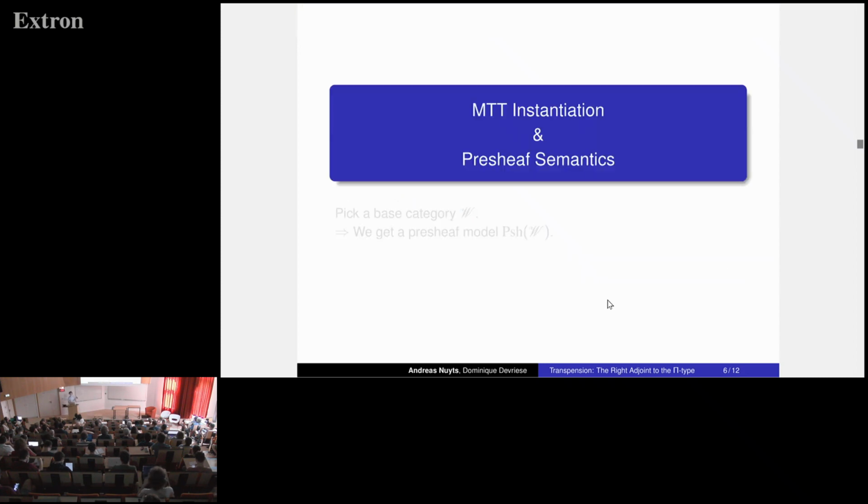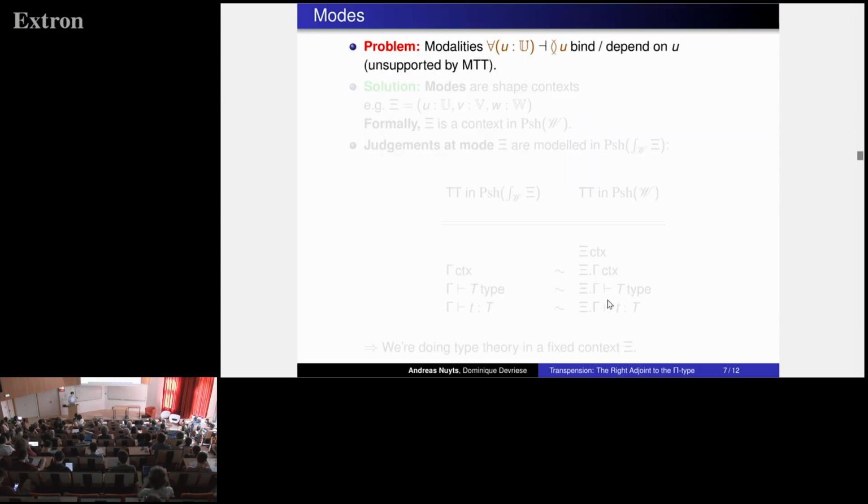Maybe I should specify now how we instantiated MTT for the transpension type and what the semantics of this are. The first step is we pick some base category W. It doesn't really matter which one, and then we get a category of presheaves over that, and every presheaf category is automatically a model of dependent type theory. The idea is that the transpension and its left adjoint, substructural for all, will be modalities. But the problem is that for all binds a variable, and the transpension type depends on a variable, and this is not supported by MTT. The solution is that we're not going to treat shape variables as variables in the context. We're going to put them in the mode.